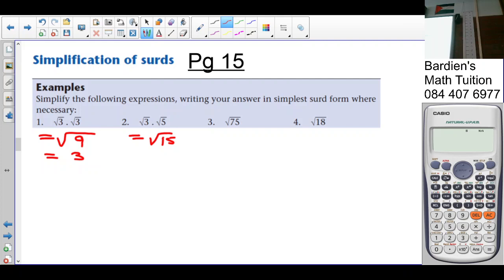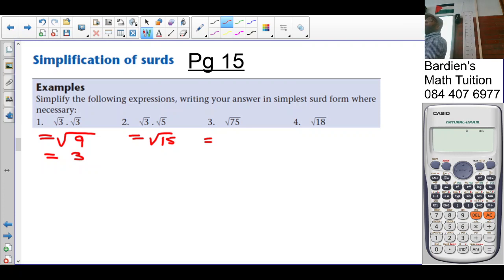Now let's look at number 3. In number 3 we are given the square root of 75. Okay, so we ask ourselves, what is the largest possible perfect square that is a factor of 75? The answer is 25.